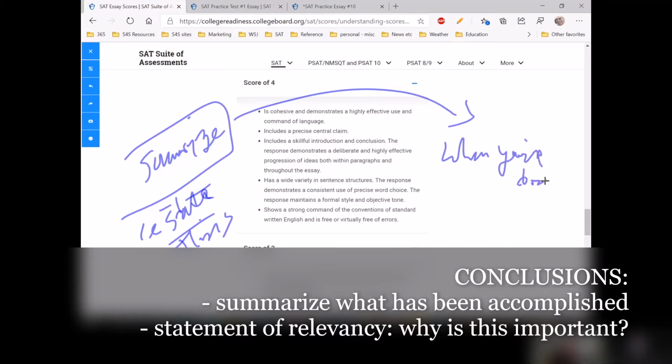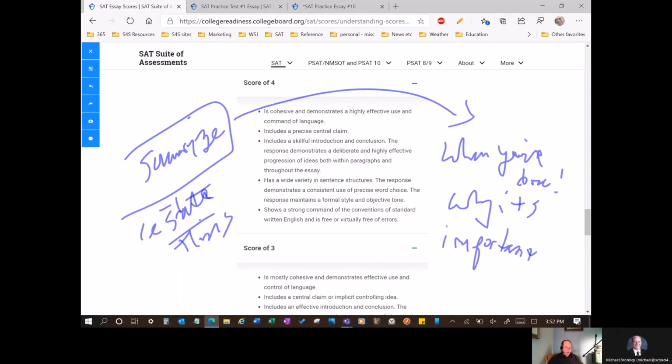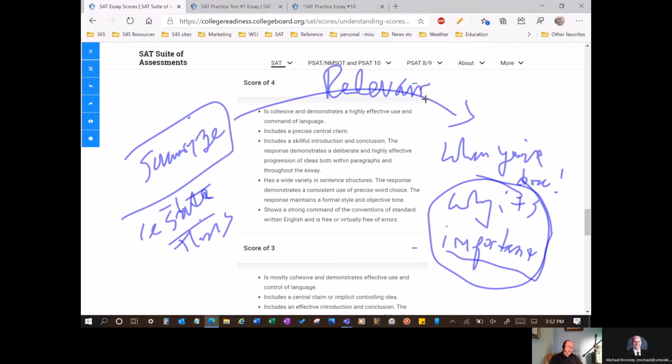So this is what we've done, reader. Good for you. And then why it's important. This could be in the sense of a larger claim of relevancy for your essay and your point. It could be inviting the reader to go do something or to think about something, or why just what you've done is important. So it's that statement of relevancy that makes a strong conclusion.